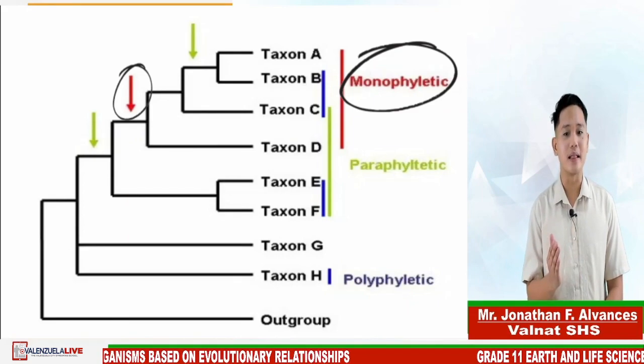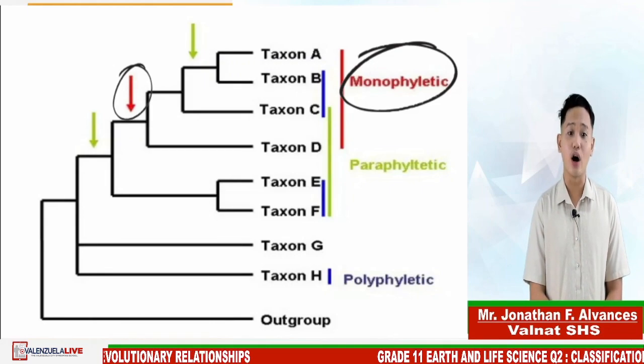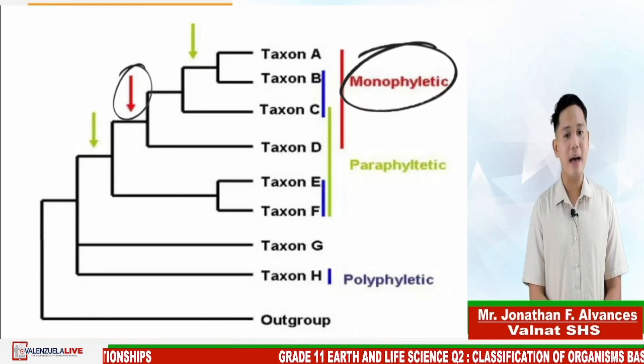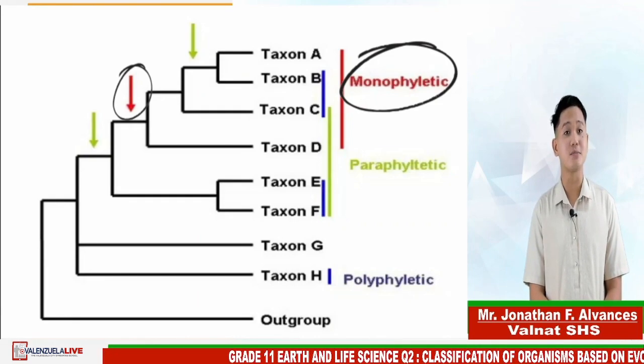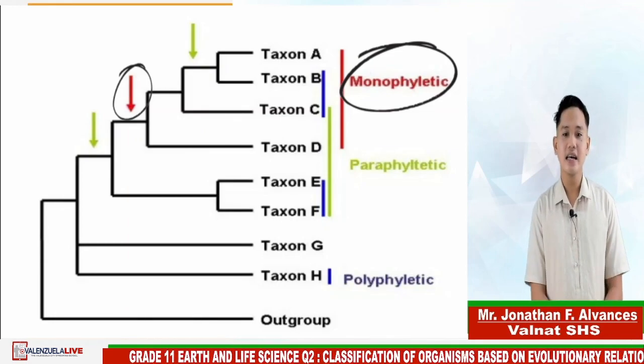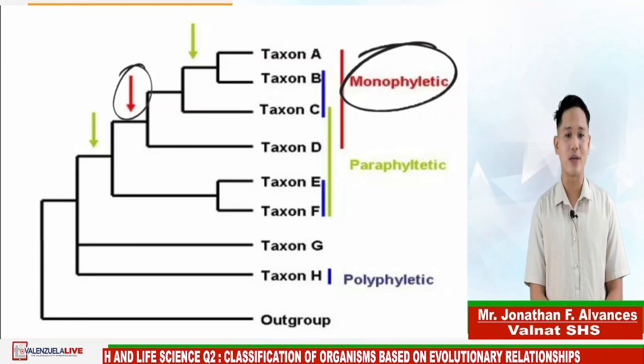For example, mammals are a monophyletic group because they all descended from a common ancestor. Within the mammals, there are also many smaller clades, such as primates or bats. Not all groupings of organisms qualify as monophyletic.